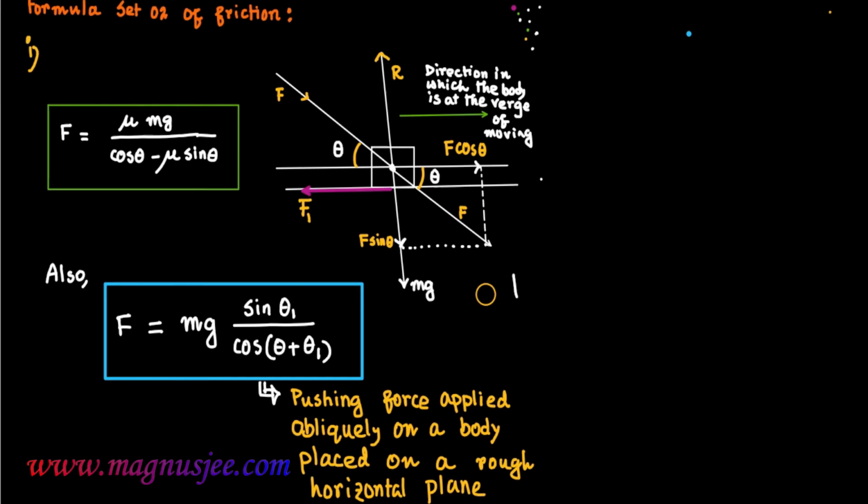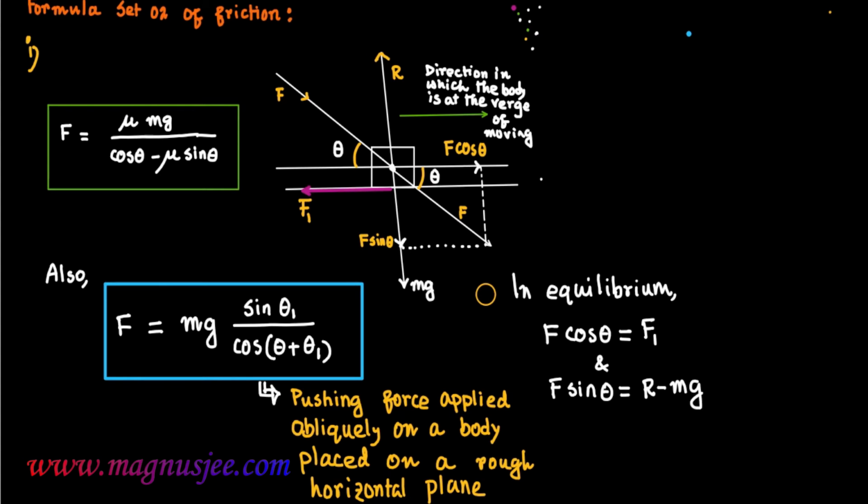And also here at equilibrium, because the body is at the verge of moving, the horizontal rectangular component F cos theta will be equal to the limiting friction FL, and F sin theta, the vertical component which acts downwards, will be equal to R minus mg. F sin theta is the external force and R minus mg is the net internal force acting in the opposite direction.